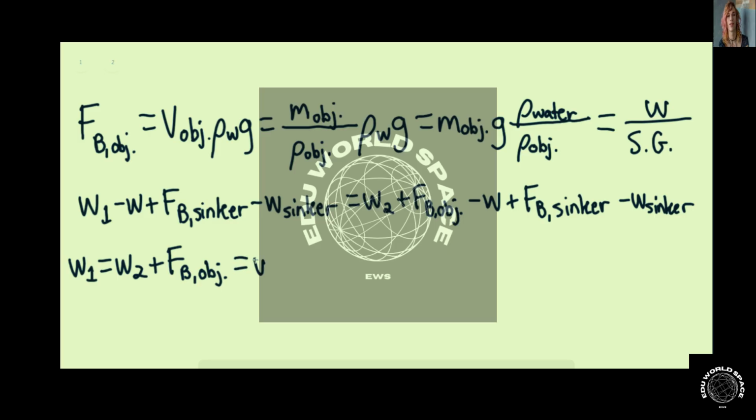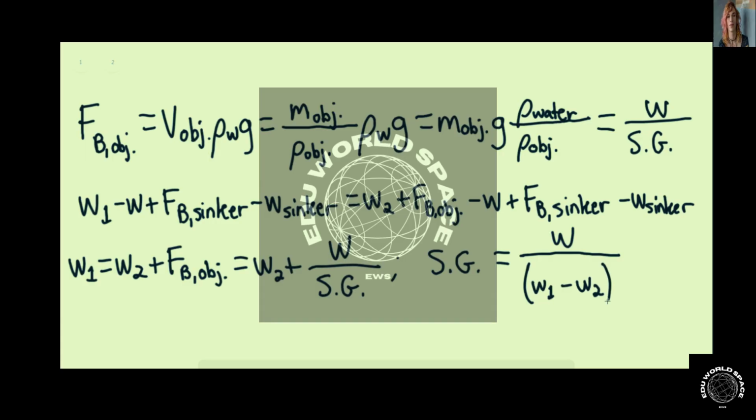This would be equal to weight sub 2 plus the weight of the object divided by the specific gravity. And so we can prove that the specific gravity does indeed equal the weight of the object divided by weight sub 1 minus weight sub 2. This would be us essentially proving the equation for the specific gravity of the object. That is the end of the solution.